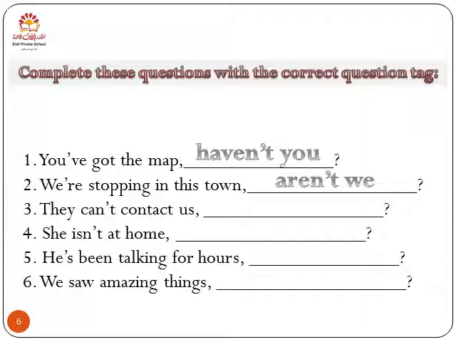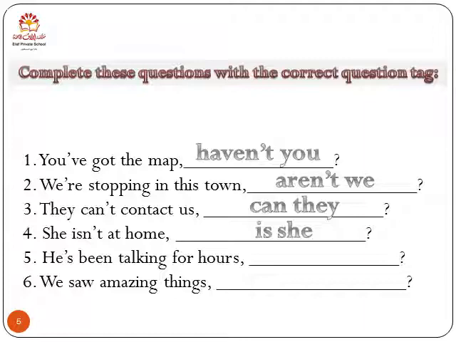Number 3, they cannot contact us. They can't contact us. Can't is the auxiliary verb, but this time it's negative. So I have to put the auxiliary verb here in positive. Correct. So they can't contact us. Can they? Now for number 4, she isn't at home. She isn't at home. This is also negative. You have to put it here in positive. She isn't at home. Is she?